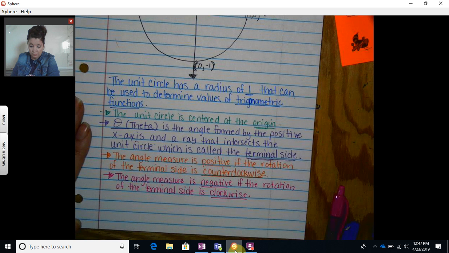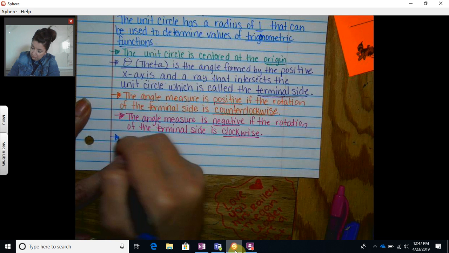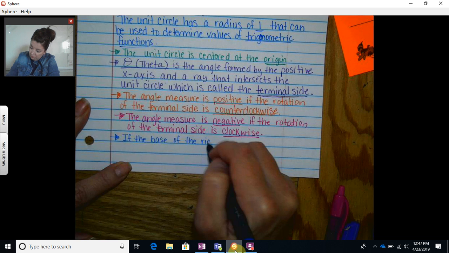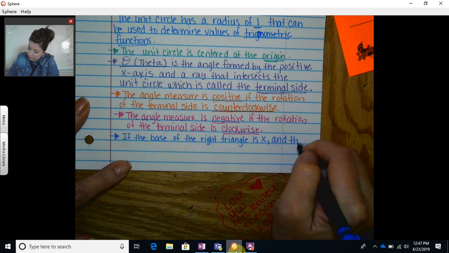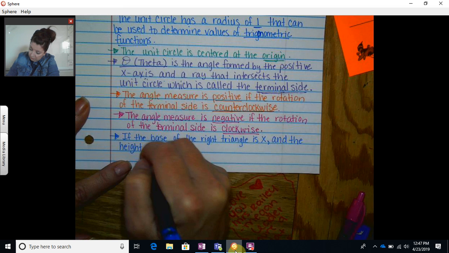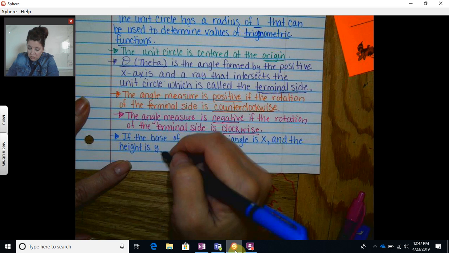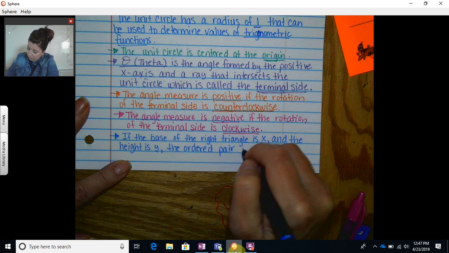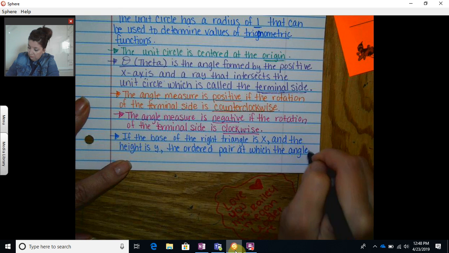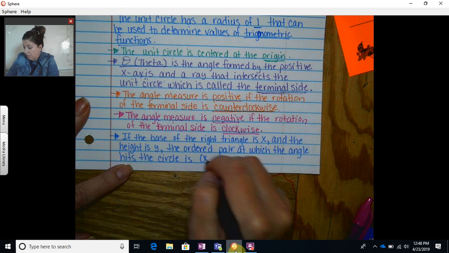If the base of the right triangle is x, and the height is y, the ordered pair at which the angle hits the circle is x comma y.